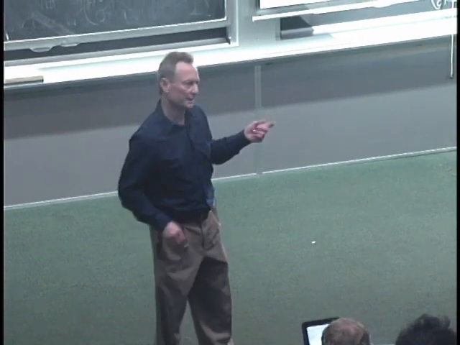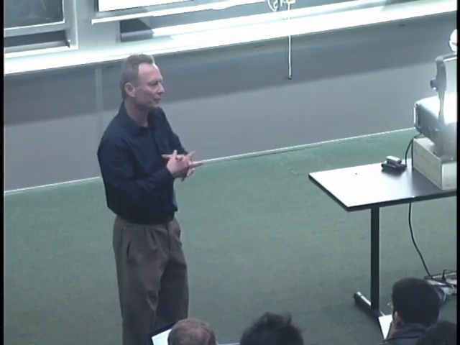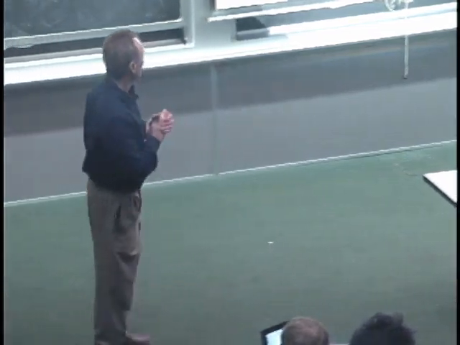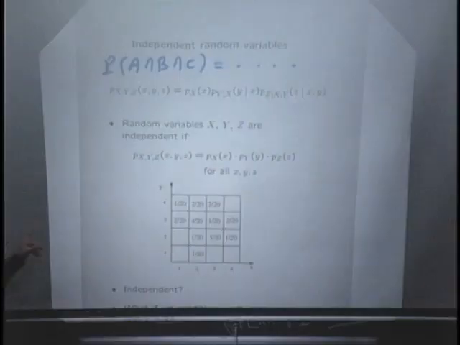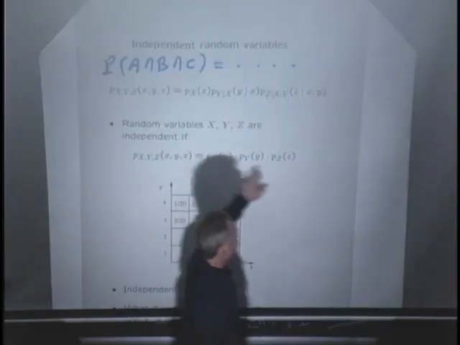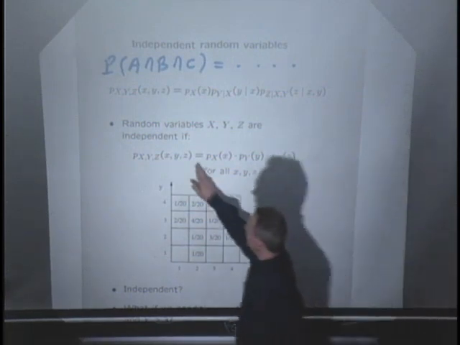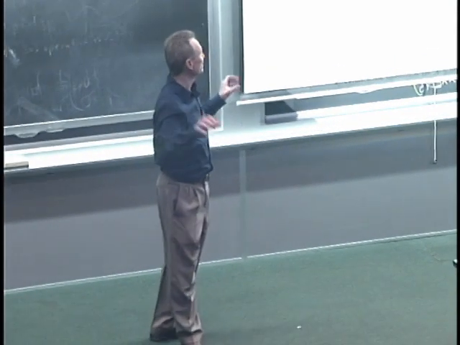2 events are independent if the probability of both is equal to the product of the probabilities. But for 3 events, it was kind of messy. We needed to write down lots of conditions. For random variables, things in some sense are a little simpler. We only need to write down 1 formula and take this as the definition of independence. 3 random variables are independent if and only if, by definition, their joint probability mass function factors out into individual probability mass functions.